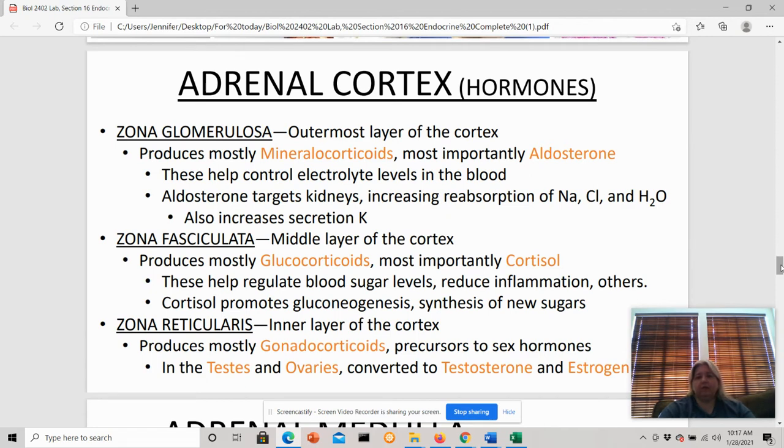The middle portion of the cortex is called the zona fasciculata, and it produces mostly glucocorticoids, most importantly cortisol. Glucocorticoids help regulate blood sugar levels and reduce inflammation, and cortisol is going to promote gluconeogenesis, which is the synthesis of new sugars. The innermost layer of the cortex is the zona reticularis, and it produces mostly gonadotropins, which are precursors to sex hormones. In the testes and the ovaries, they will be converted to testosterone and estrogen.